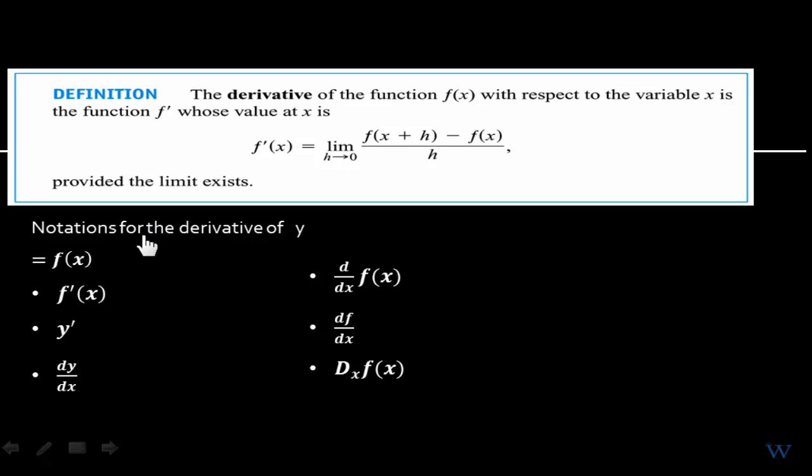Now, some of the notations for the derivative of y equals f of x: sometimes they use f prime of x, y prime, dy by dx, d by dx of f of x, df by dx, and sometimes they even use this capital D subscript. So this means the derivative of f with respect to x.